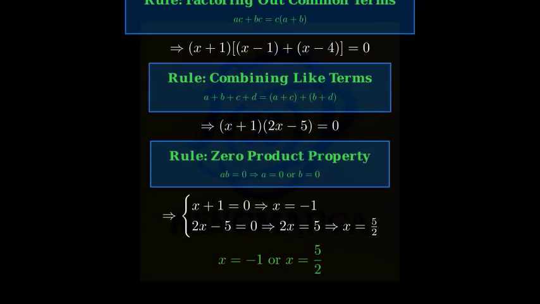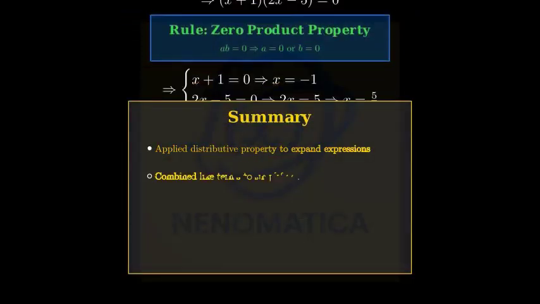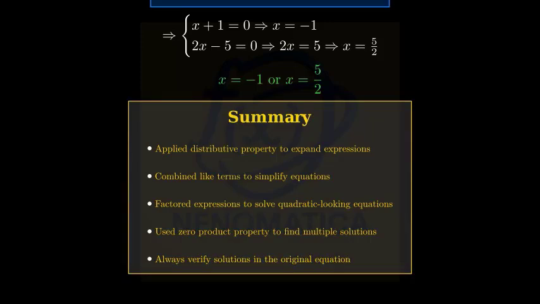Let's summarize what we've learned in this lesson. We've solved two different types of first-degree equations. For the first example, we used distributive property and combined like terms to find a single solution. For the second example, we factored expressions and used the zero product property to find two solutions. Remember to always check your solutions by substituting them back into the original equation. Keep practicing these techniques to become more proficient at solving equations.